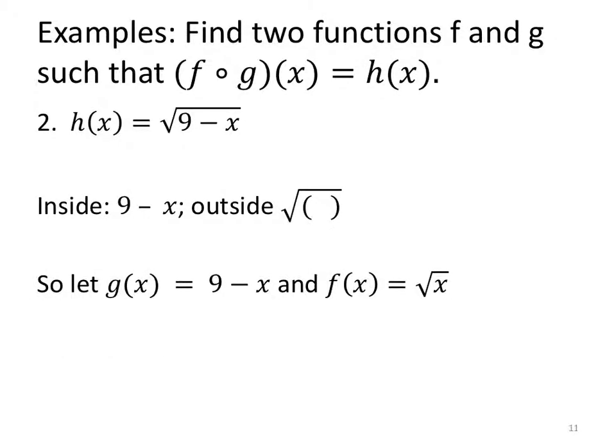Number 9. Sorry, not number 9. This is slide 9, though. H of x equals the square root of 9 minus x. Looks to me like the inside is 9 minus x. What did I put that inside of? Well, it's inside of a radical, so my outside is going to be the radical. Let's let g of x be 9 minus x, and f of x be, I can't just call it square root of parentheses, right? I got to go backwards on that idea, and I have to put in a variable so I can make it a function. So f of x is the square root of x.